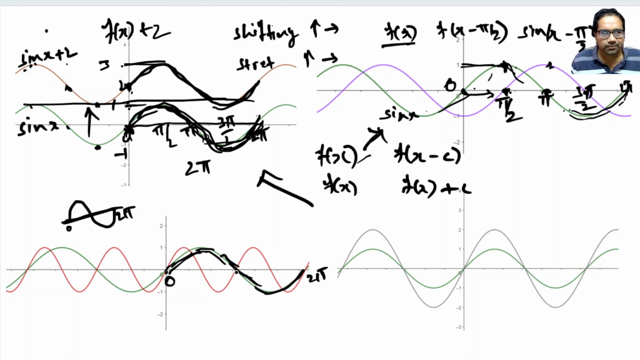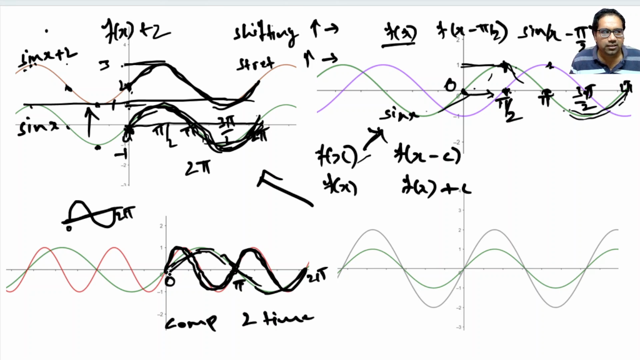Now, in this 2 pi, this is pi, right? Now, this graph is actually finishing it in pi. Okay, this is pi and this is another pi. Okay, that means this graph is compressed by 2 times.